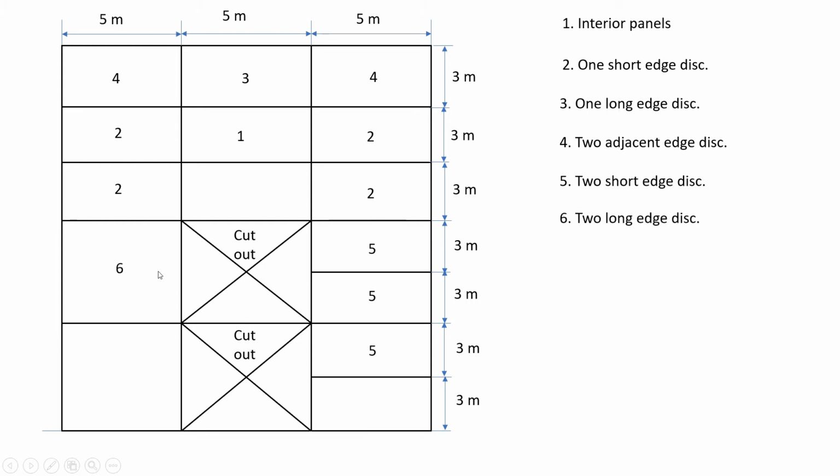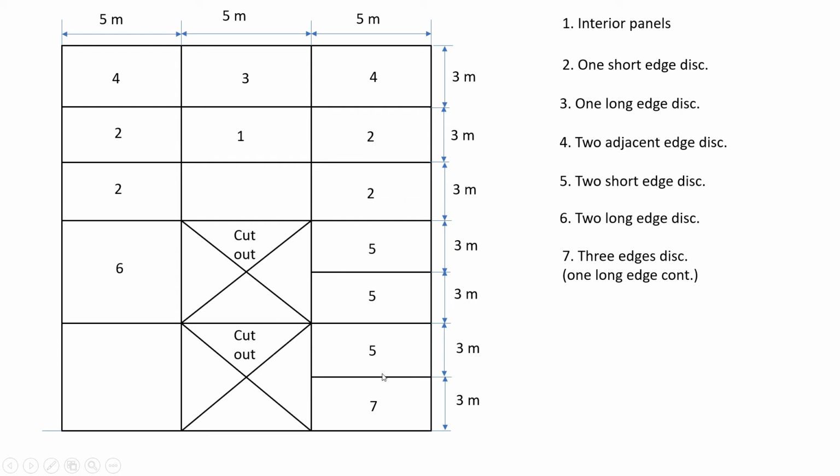Similarly, in the sixth panel we have two longer edges discontinuous. Here the left edge is discontinuous, and on the right side we have cutouts, so there is no slab. This edge is also discontinuous. So the two longer edges, that is, the 6 meter length edges, are discontinuous.